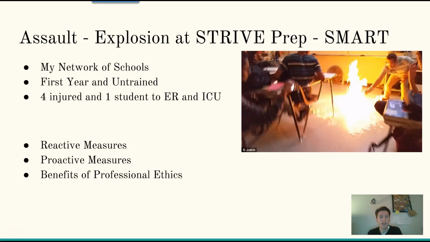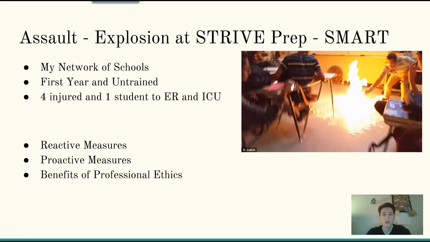Now, some reactive measures. So what would I do in this situation? So reactive measure, it would definitely be, right, like the removal of that teacher. Obviously, the teacher was not trained and not competent enough to be able to deal with such a situation where he's working with chemistry and in those dangerous situations. So absolutely, that would be a firing of that teacher.